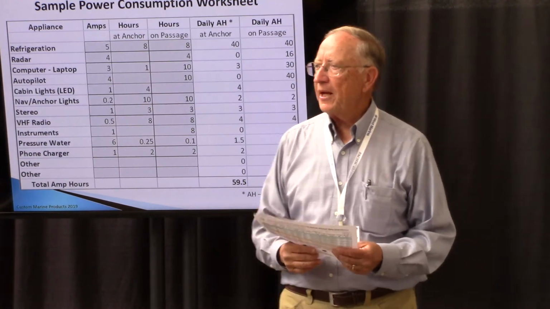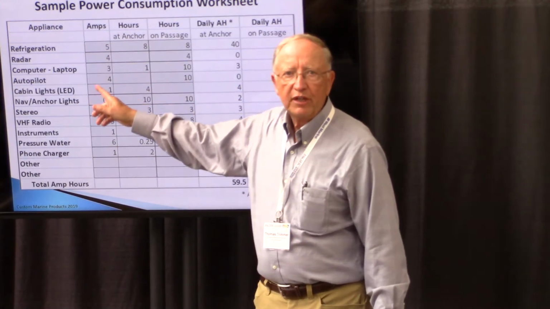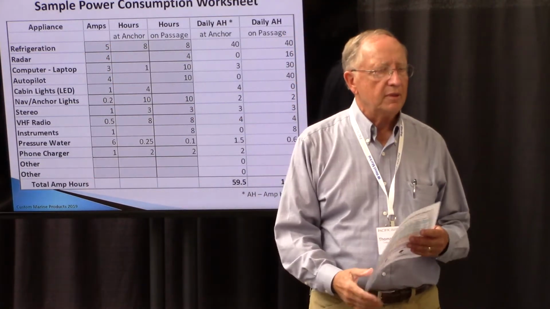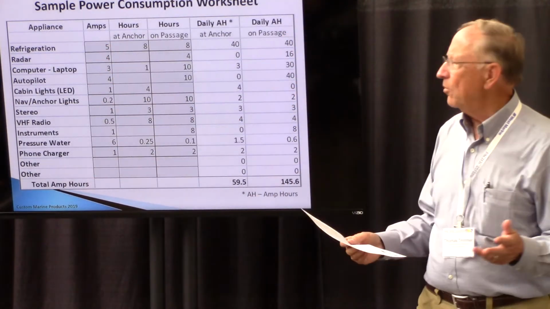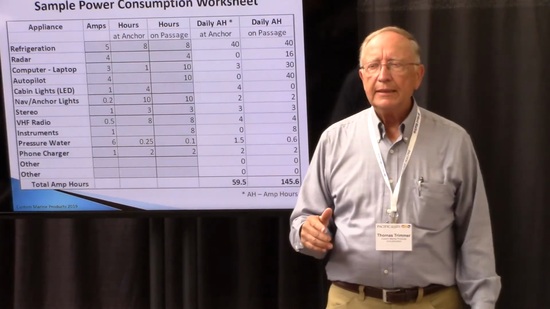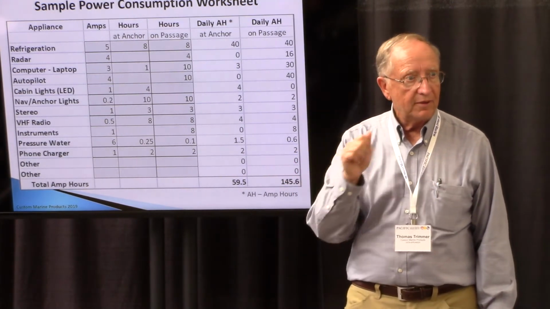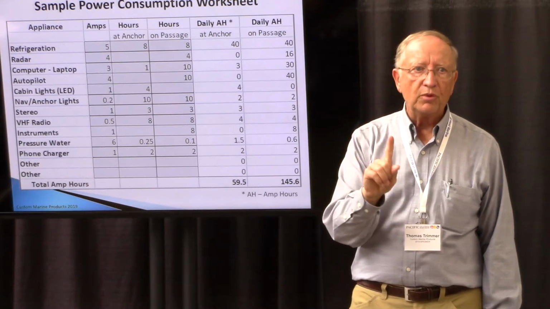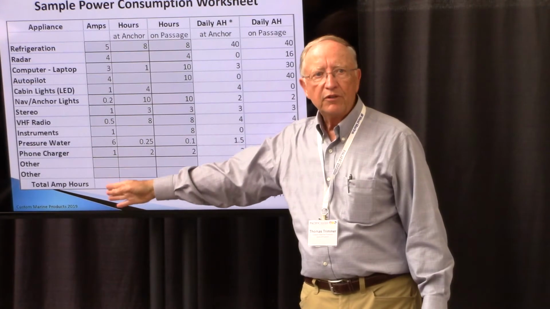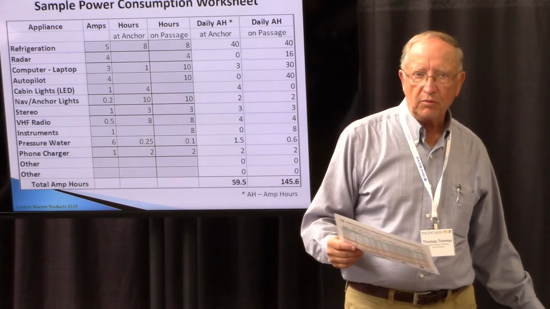Okay, so the first step is to list all of your appliances and how many amps they draw. Here's an example from our boat, with typical numbers of what different things draw. If you have a battery monitor, it's really easy to get this, because you can turn all your appliances off, turn one on, and the battery monitor will show you what the power draw is. So you list them all, what do they draw?